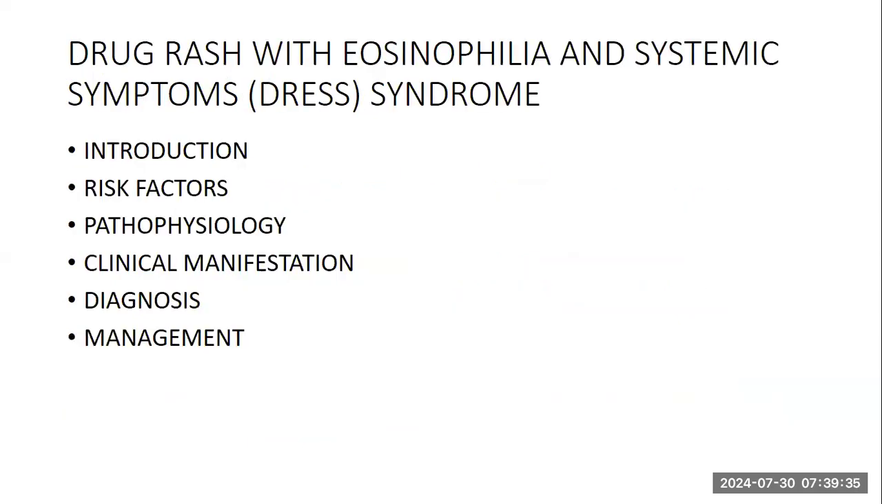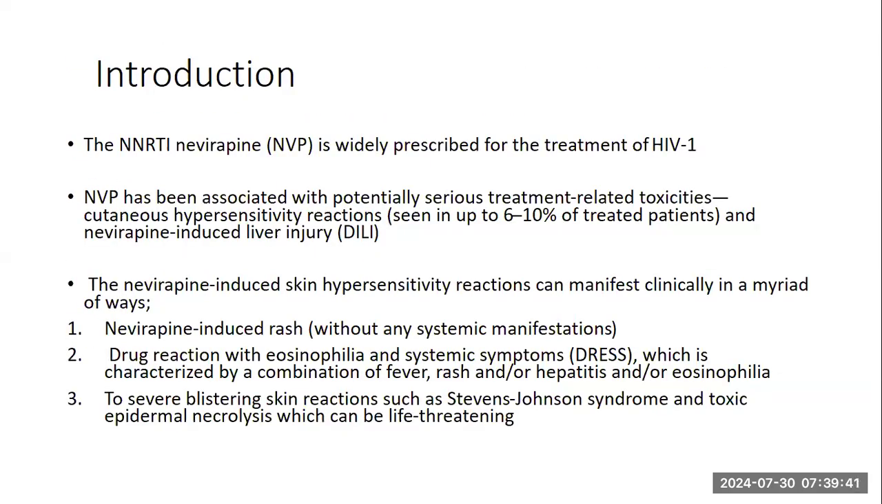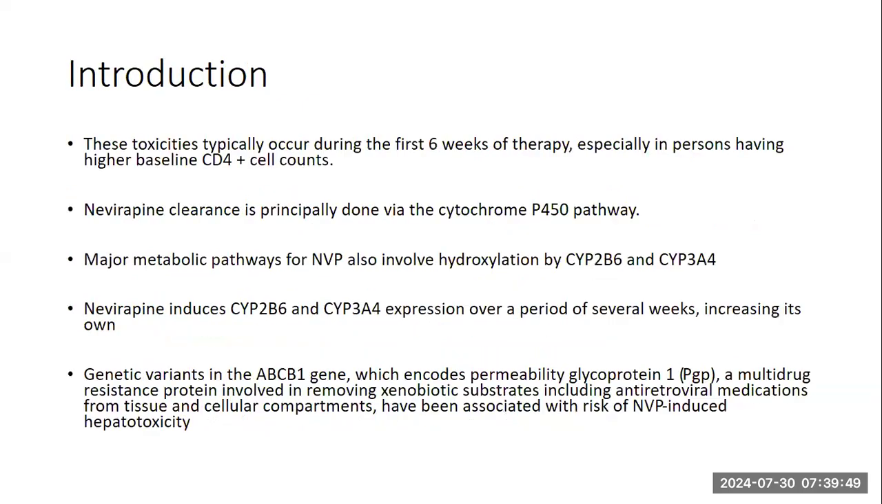So in this case, just to look at the introduction of the rash, nevirapine is widely prescribed for HIV, and we know that it can lead to skin conditions like DRESS, and then later on Stevens-Johnson syndrome and TEN. So you have to take note of that. The reason is that nevirapine is principally cleared through the cytochrome P450, and because other drugs use the same pathway, there's metabolite toxicity, and most of the patients that come with that may have a lot of toxicity and side effects.